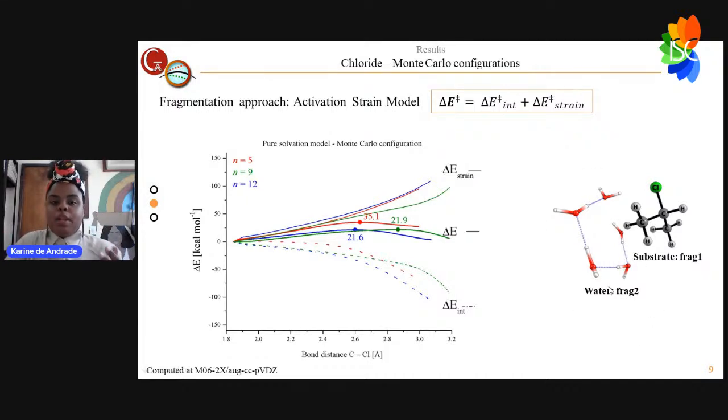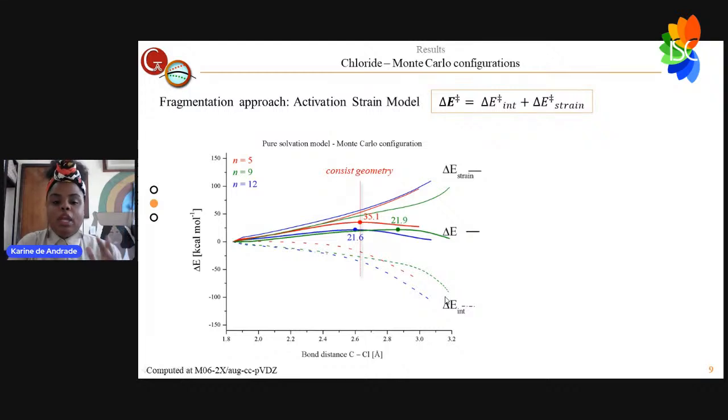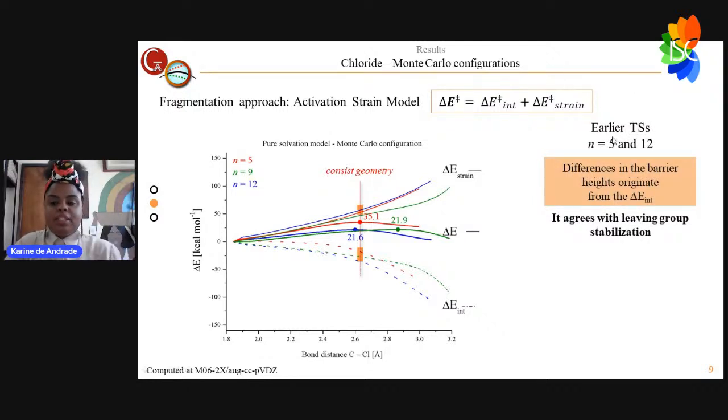We selected the whole water molecule cluster as one fragment and the substrate as the other fragment. And this is the activation strain diagram, in which we located the electronic energy and the strain and interaction energies. Initially, we need to select a consistent geometry to understand the other points. Okay, so first, looking at the early TS, which is with 5 and 12 water molecules, here in blue and red, we can see that the strain curves almost overlap. So there is no difference between the deformation of the water cluster and the substrate using 5 and 12 explicit water molecules.